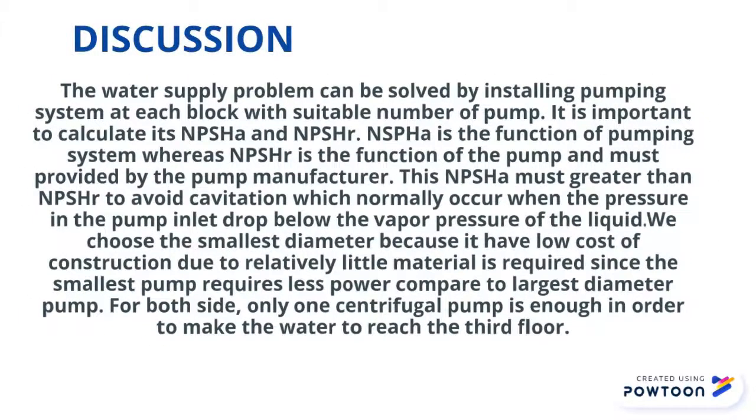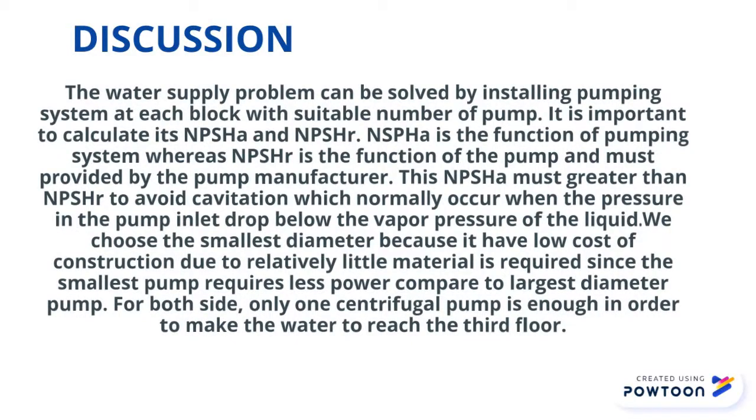Discussion. The water supply problem can be solved by installing a pumping system at each block with a suitable number of pumps. It is important to calculate its NPSHA and NPSHR. NPSHA is the function of the pumping system whereas NPSHR is the function of the pump and must be provided by the pump manufacturer. This NPSHA must be greater than NPSHR to avoid cavitation, which normally occurs when the pressure at the pump inlet drops below the vapor pressure of the liquid.